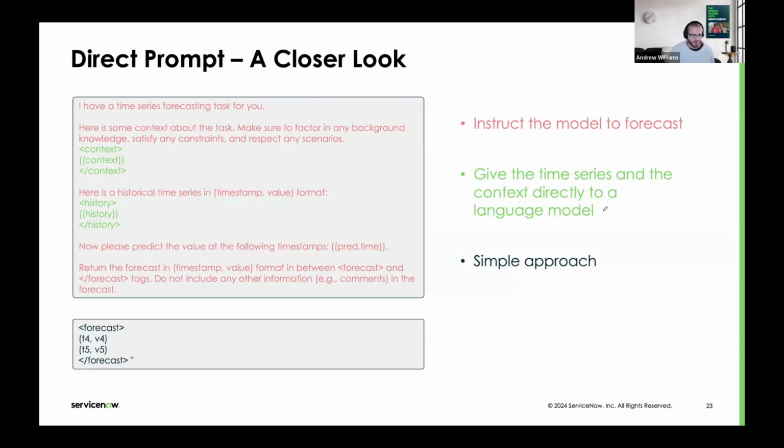Okay, so how exactly do we use a large language model for forecasting? Well, we have to prompt it, right? And so we're going to take a bit of a closer look here at exactly how we prompt this model. And it's actually quite simple. So we just instruct the model that we want it to forecast, right? So we actually give it the task. We tell it, I have a time series forecasting task for you, et cetera, et cetera. And then we just directly give it the time series and the context in this format over here. You can see in green, this is where the context goes. And then you have the history over here, and that's where the history goes. And just to highlight that this is a very simple sort of de facto approach. And so there's a lot of possible work here.